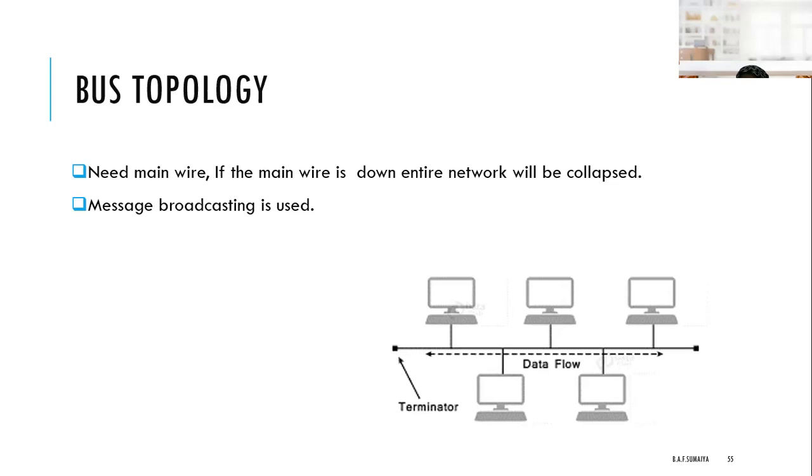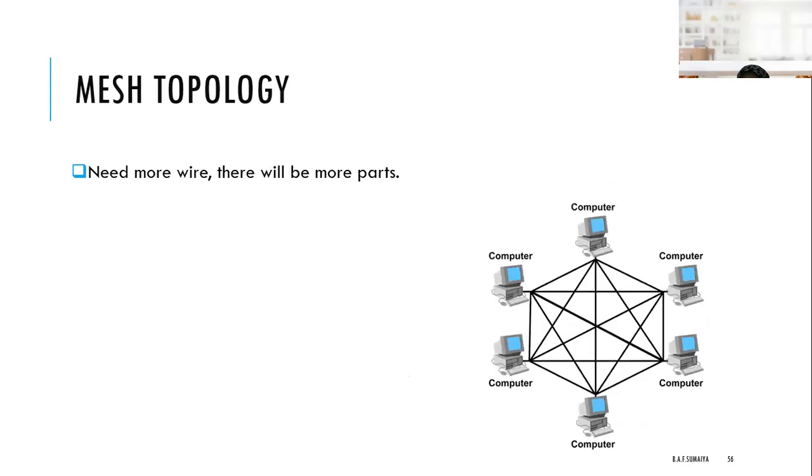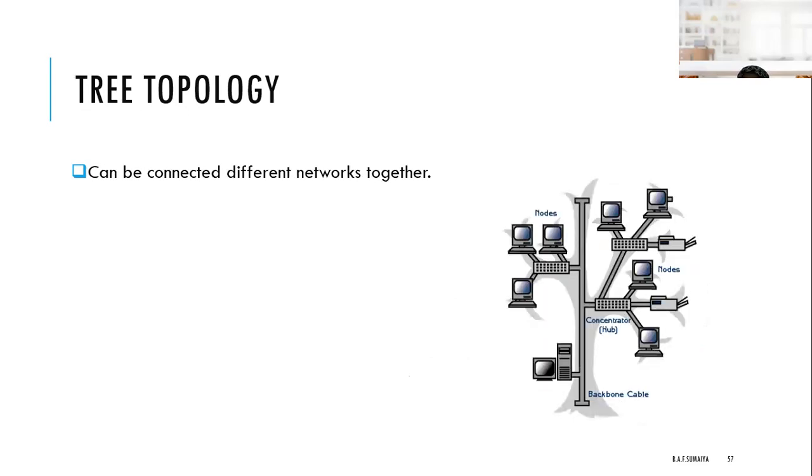Message broadcasting is used. Mesh topology needs more wire. There will be more paths. Tree topology can connect different networks together.